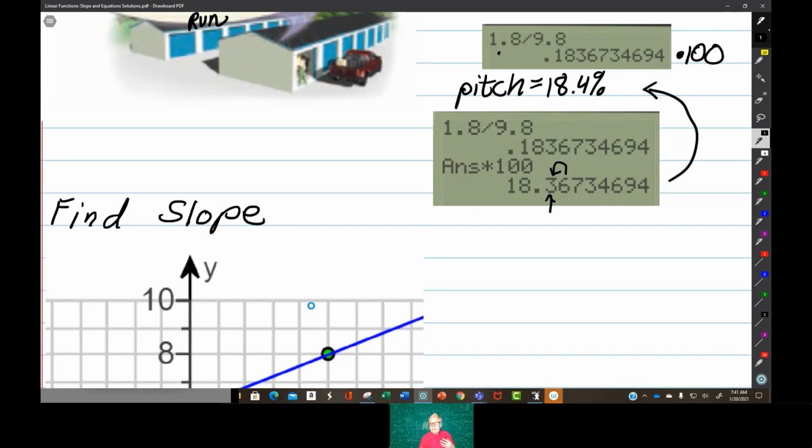You've also got the grade of a road. Those are usually given in percent also.